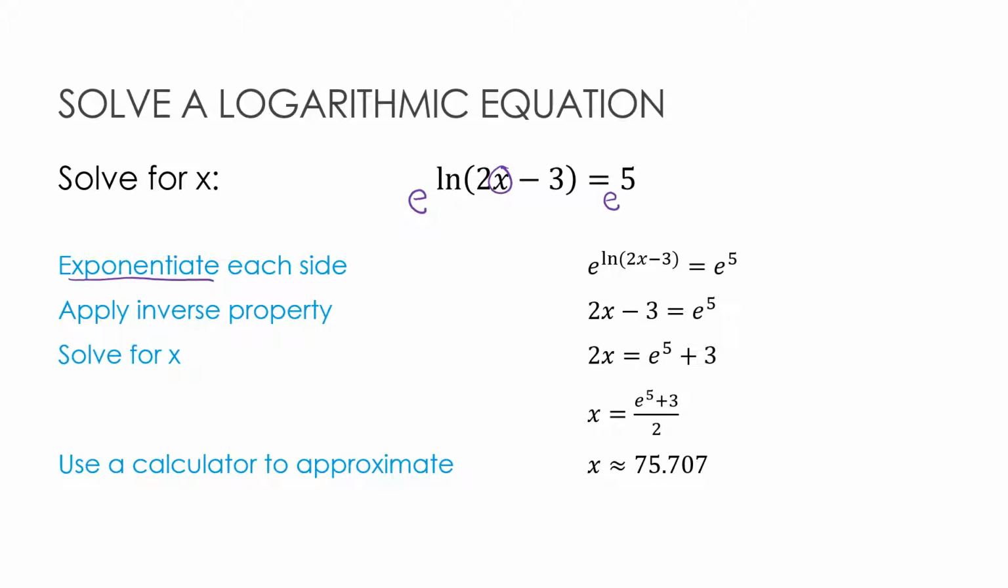Now, why do I do that? Because e and natural log are inverses, and they're going to cancel out, and that leaves me with just whatever the exponent was, which is 2x minus 3, equals e to the fifth. Again, I'm trying to get x by itself, so I'm going to add 3 to each side. That gives me 2x equals e to the fifth plus 3. I need to get x by itself, so I divide by 2. This is my precise answer, and then I plugged all of that into my calculator to get my approximate solution as well.